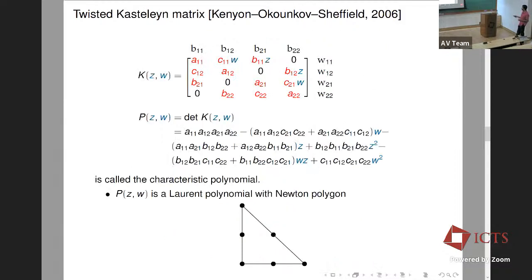So you can take the determinant of this Kasteleyn matrix, and it gives you a polynomial in Z and W, which is called the characteristic polynomial. The Newton polygon of this polynomial is going to be a convex lattice polygon. And this is the lattice polygon that I started the talk by saying that you have a cluster integrable system associated to a lattice polygon. The way we arrived at it is the other way around. We started with a bipartite graph and we produced a polygon.